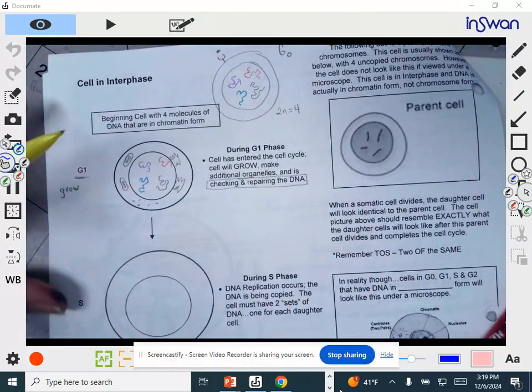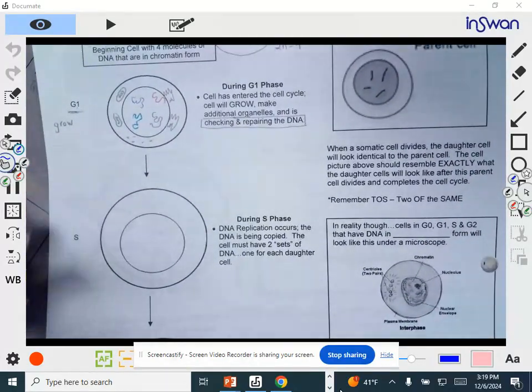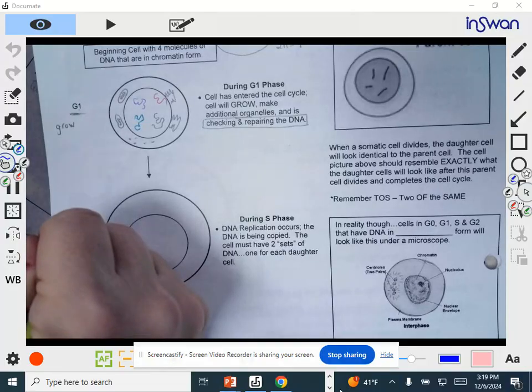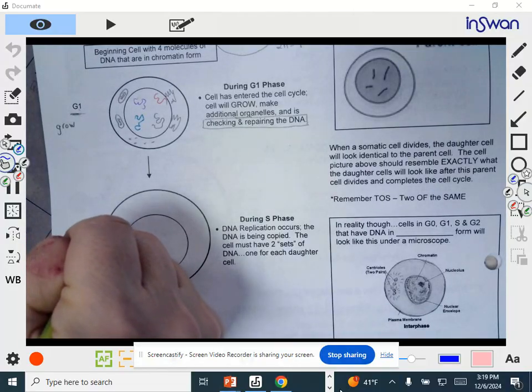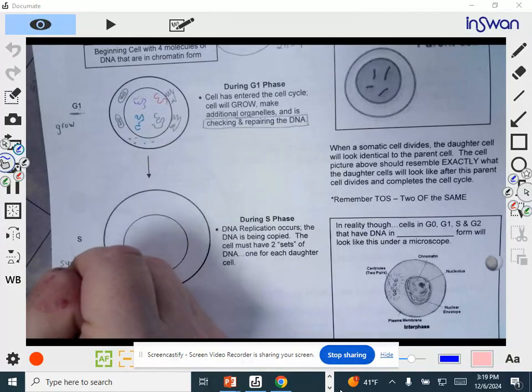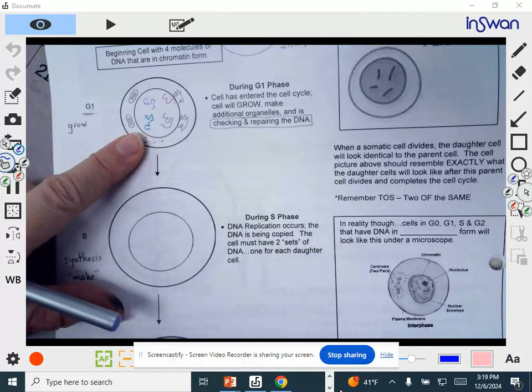Okay. Now, if the DNA is good, then the cell is going to move into the next phase of the cell cycle. And so next to S phase, I want to write synthesis. That means something is being made. So synthesis means to make. What the cell is going to do is it's going to make a copy of every chromosome.